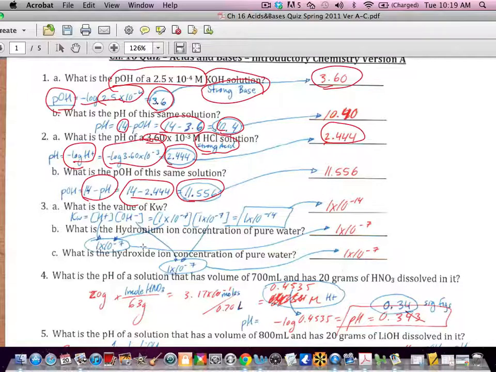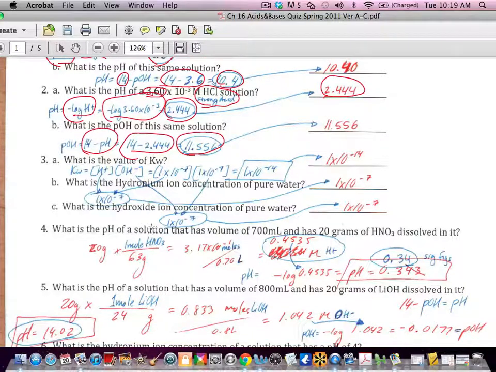What is the value of KW? KW for pure water, or for water at 25 degrees Celsius, is 1 times 10 to the negative 14. All right, it's going to be a constant value for water at 25 degrees Celsius.